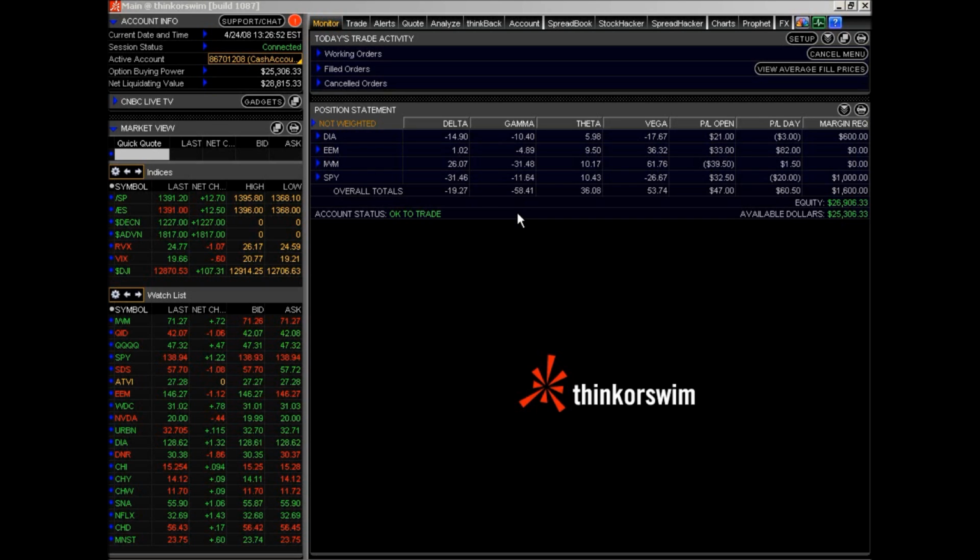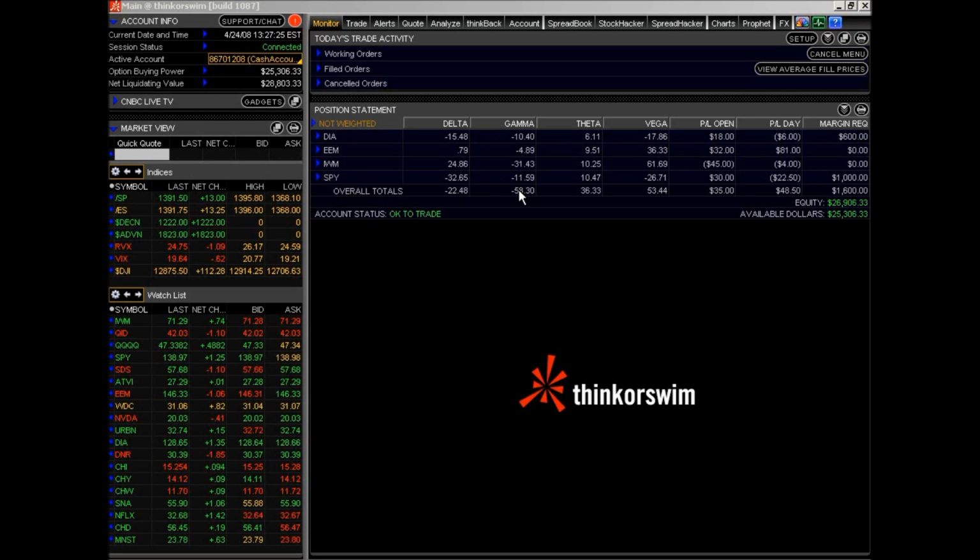Long puts and calls are long gamma, and you make more money when the market moves. If you're short calls and puts, on the other hand, you're short gamma, and that means that you do not want the market to move too much. In our case, almost all of our positions are short gamma. We don't mind if our positions move, but not by too much.